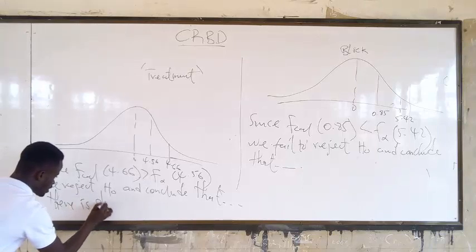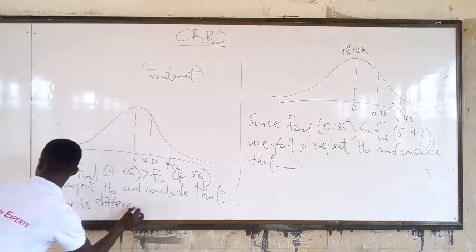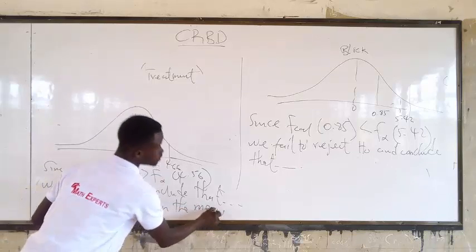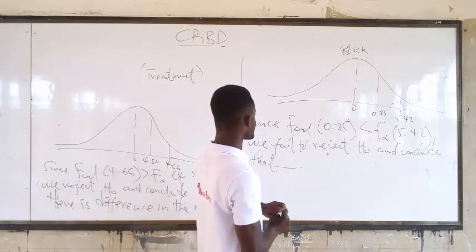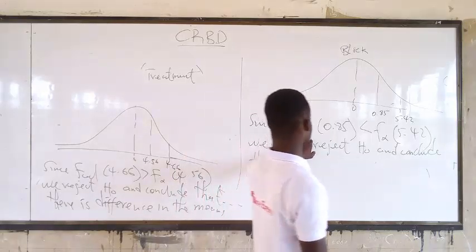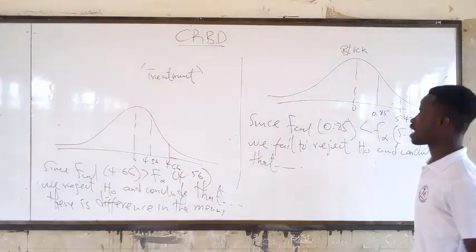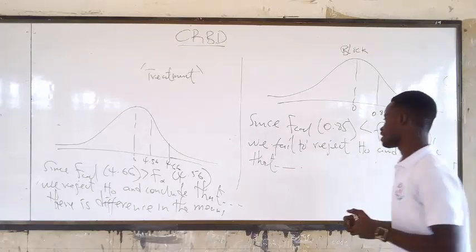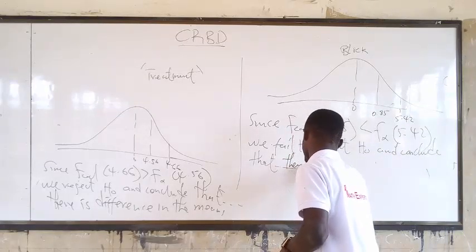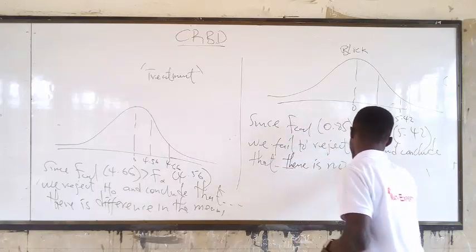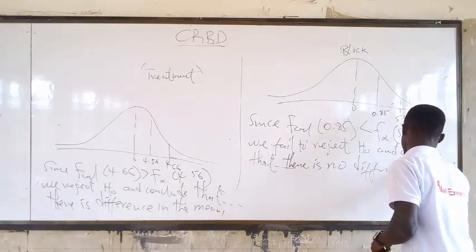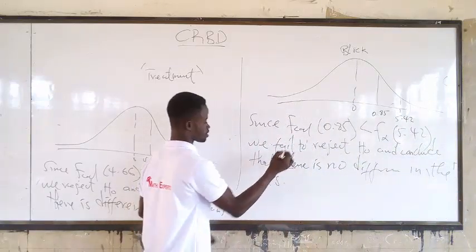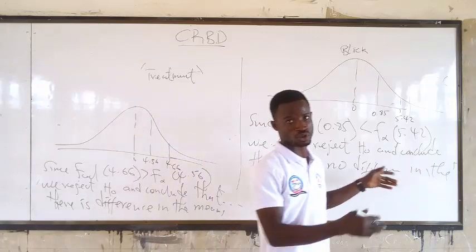So here too, you can say that since F calculated is less than the F critical, we fail to reject the null hypothesis and conclude that there is no difference in the, not means, but rather alphas. Because we use alpha to represent that one.